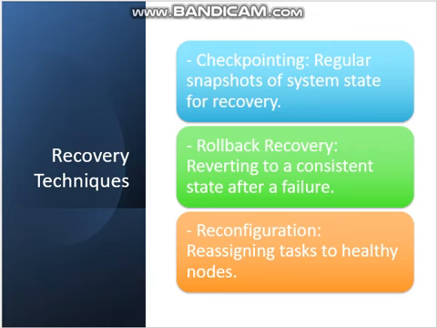The second one is rollback recovery. When a fault occurs, the system rolls back to a consistent state, undoing incomplete operations. And the third one is reconfiguration. Tasks are reassigned to healthy nodes to maintain service continuity.